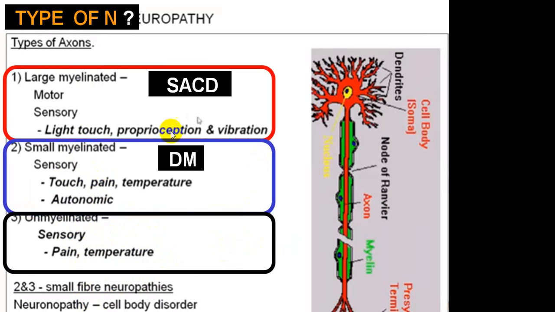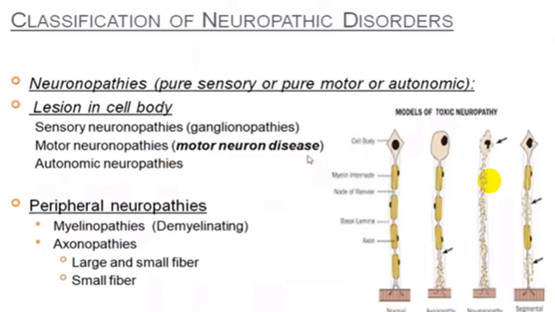A classical example of large myelinated fiber involvement is subacute combined degeneration, and small fiber involvement is that of diabetes. That's why we very frequently say that in a person who comes to you with small fiber involvement, that is loss of pain and temperature sensation distally, which is due to diabetes, recovery chances are usually less.